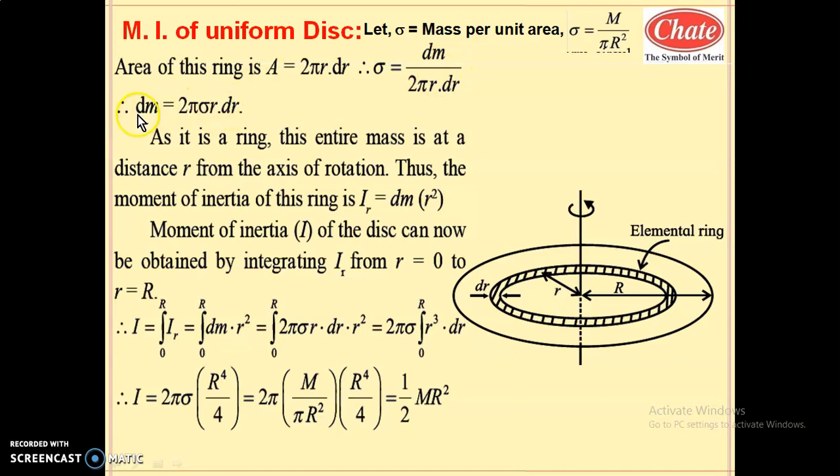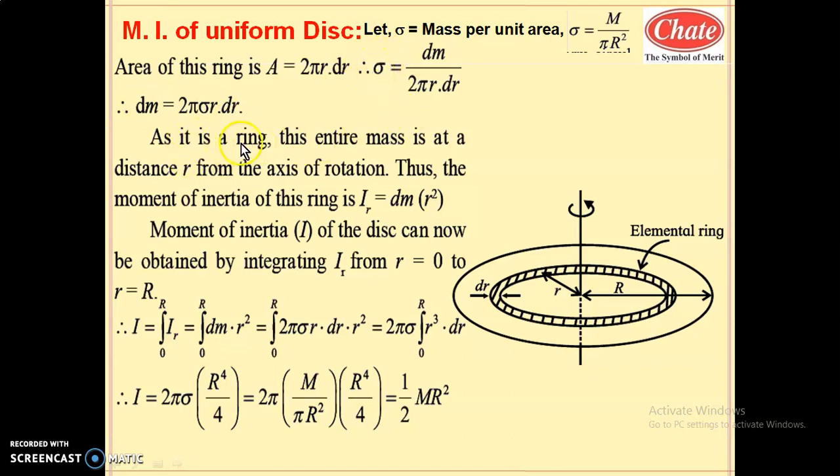Because here this is one sort of substitution. dm can be substituted in terms of dr, which we need while calculating the total moment of inertia of the disk by integration. We need the substitution of this dm in terms of dr. So this is the substitution of dm in terms of dr by the concept of surface density.